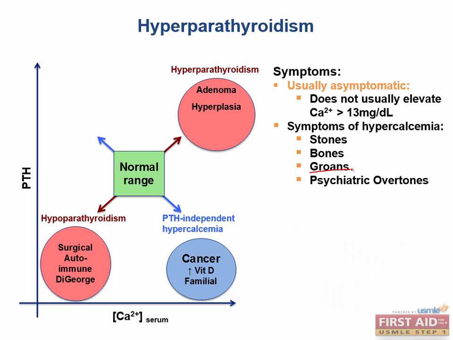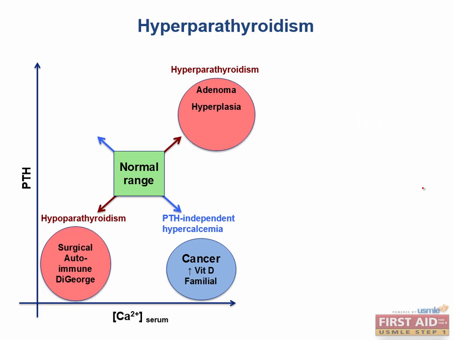Groans stand for all the groaning you do as you're going to try to poop, because hypercalcemia causes some pretty gnarly constipation. Now try to get that image out of your head. And finally, psychiatric overtones stand for the psych conditions, usually depression, that often accompany hypercalcemia.